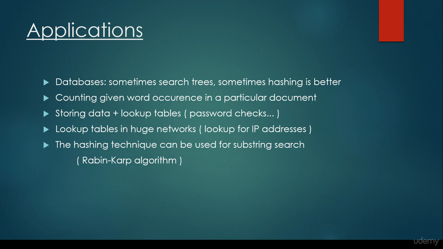Okay, so what about the applications for associative arrays? For example, in databases, sometimes search trees and sometimes hashing is better. By the way, I'm a huge fan of balanced binary search trees, but okay, we can come to the conclusion that hash tables or dictionaries can be very useful. Or for example, counting given word occurrence in a particular document, or storing data and constructing lookup tables, for example, for password checks. Hash tables can be very useful. Or lookup tables in huge networks. For example, we would like to look up IP addresses. Okay, it can be done with the help of hash tables.